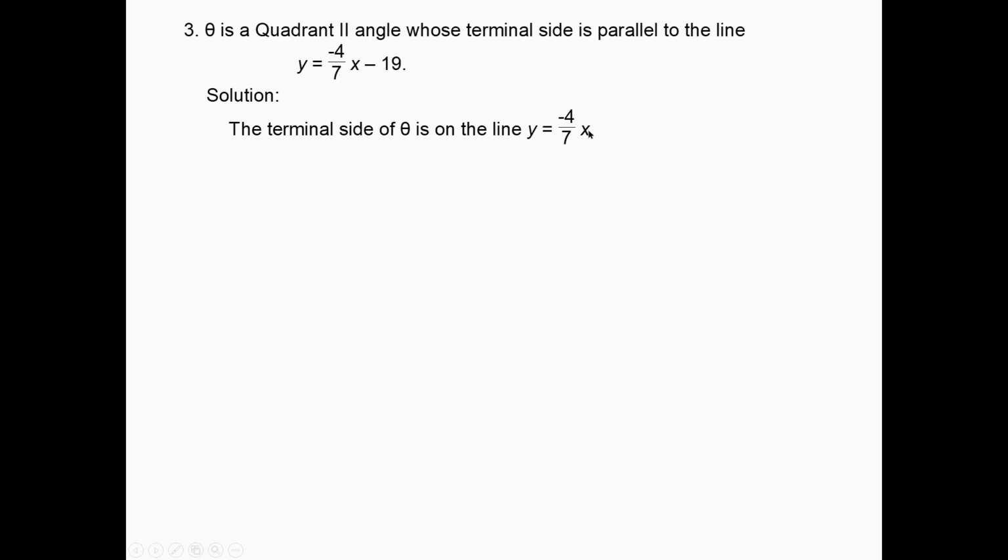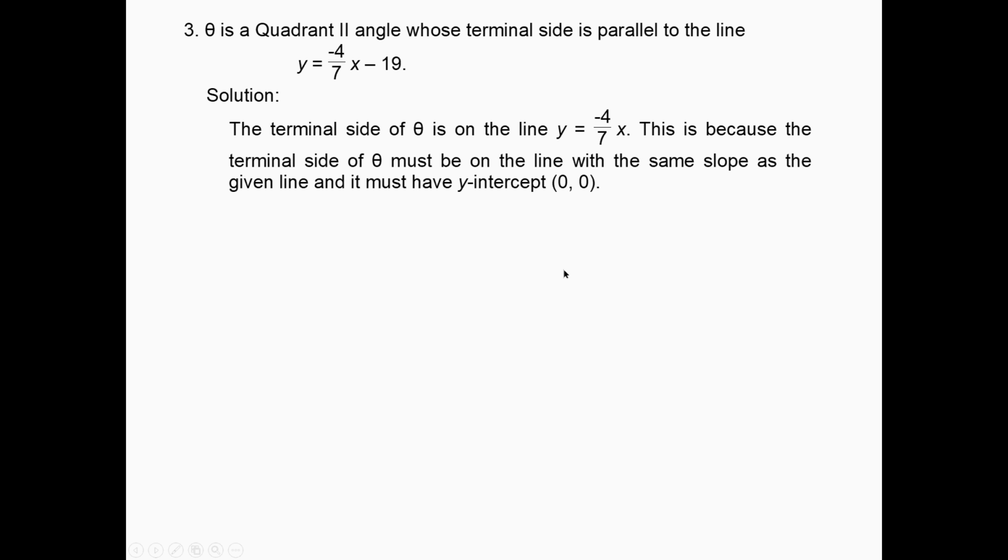Now, how do we know that the y-intercept is supposed to be 0? Remember, the terminal side goes through the origin. The y-coordinate of the origin is 0. So the terminal side of theta, the line always looks like y equals mx. Okay, so I've got y is equal to negative 4/7 x. And so here's our explanation of why the y-intercept is 0.